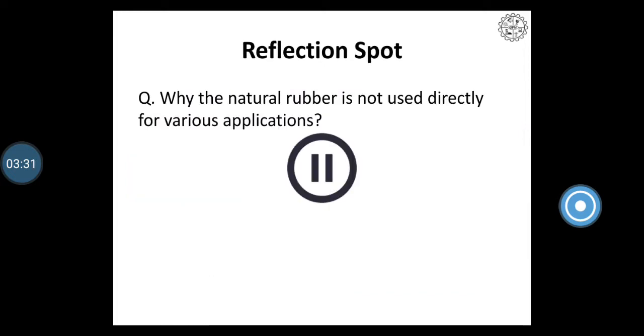Here you have to pause this video for a few seconds and try to answer this question. Why is natural rubber not used directly for various applications? I hope you must have written some answers to this question.